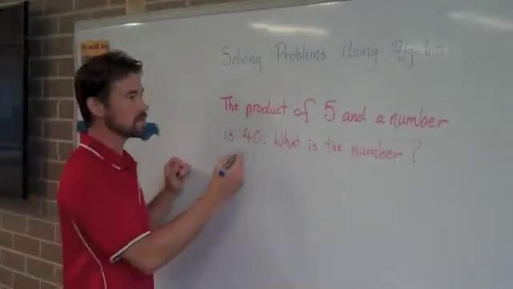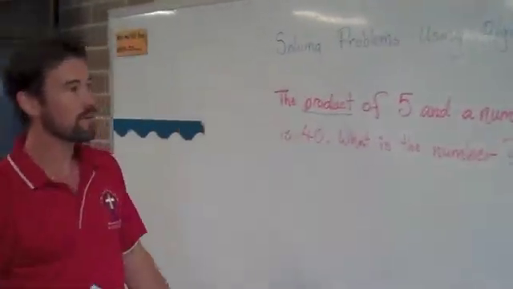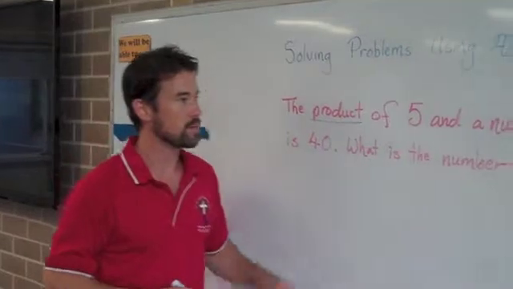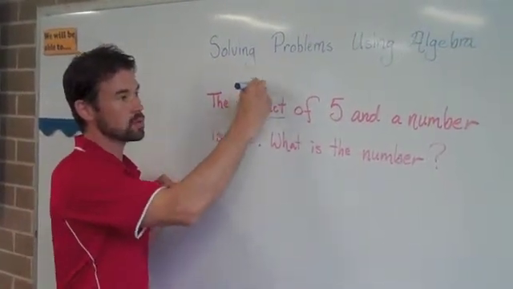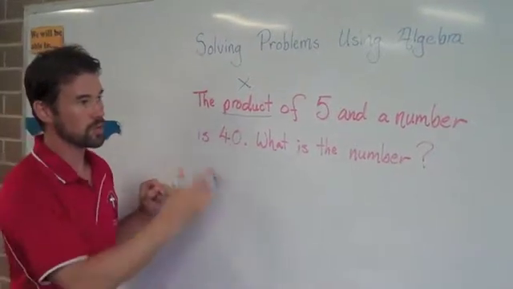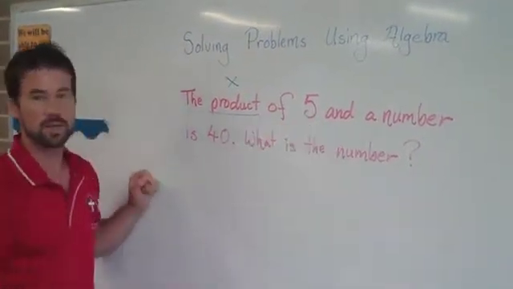Alright, so what we have is the product of 5 and a number is 40. What is the number? Now we need to know that the word product actually means multiplication. So the multiplication between 5 and a number is equal to 40.